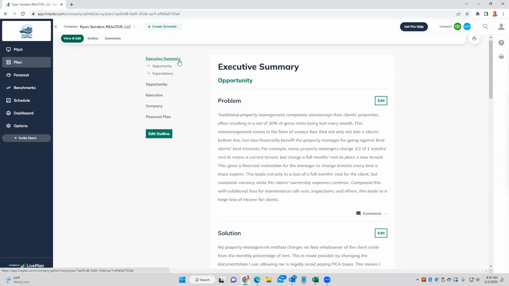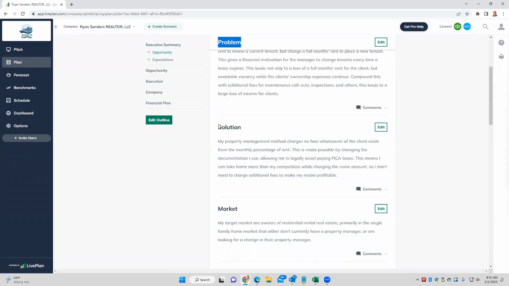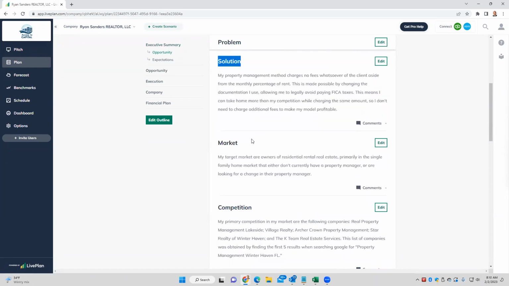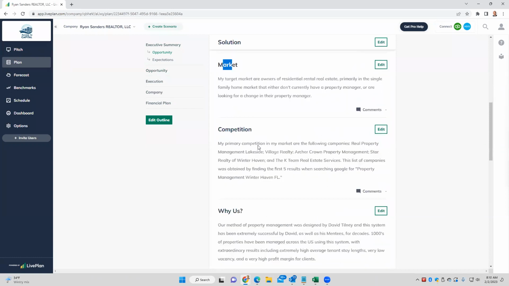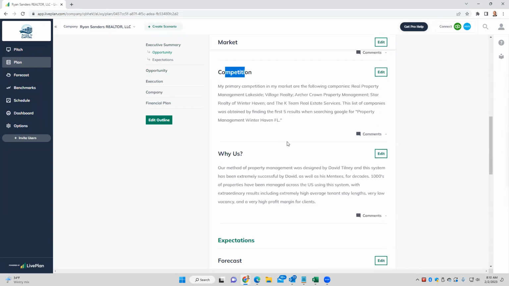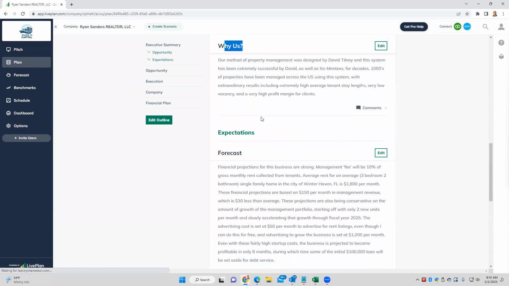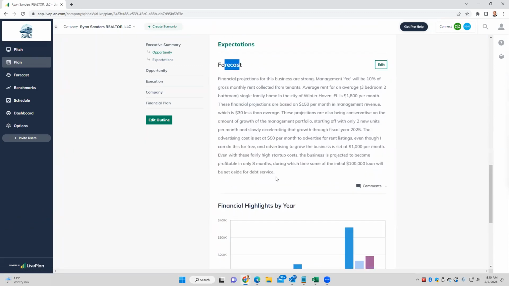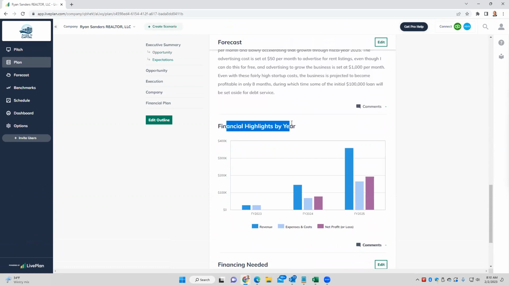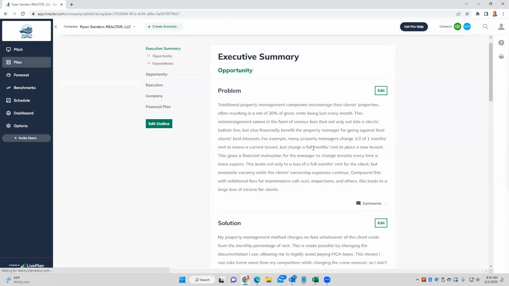So on the executive summary, it states the opportunity in terms of what's the problem in the marketplace, what's our solution to that, start to define the market, start to identify our competition, why we're different, a synopsis of our forecast, financial highlights by year. And again, these numbers are going to be imported in, of course, from the forecast, as I mentioned.